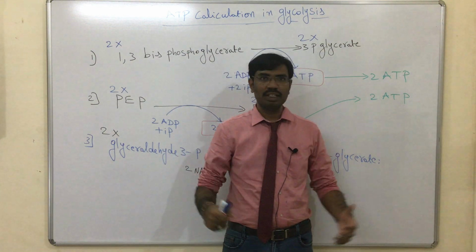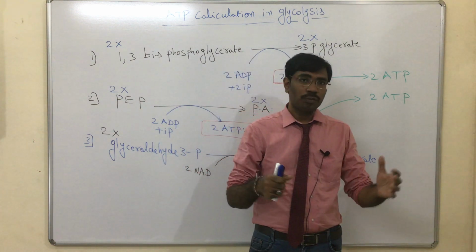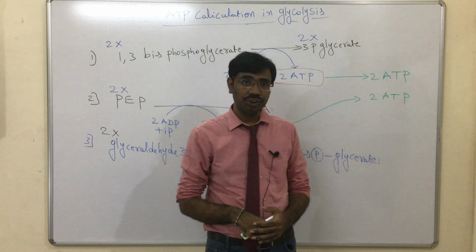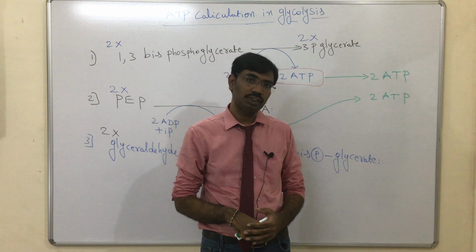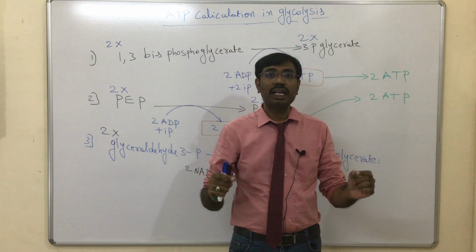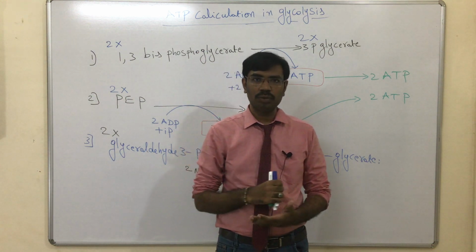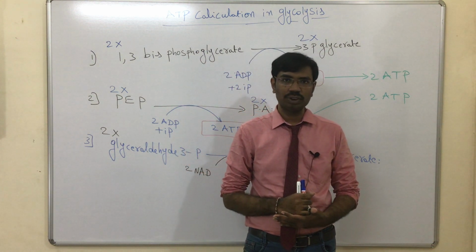So in the last class we discussed the glycolysis pathway. The first half of glycolysis is the energy investment phase, otherwise called the activation phase. For activation, two ATP molecules are required, for the activation of glucose.